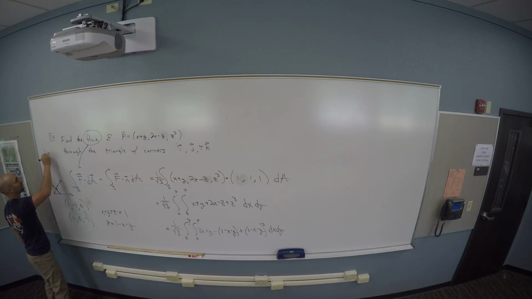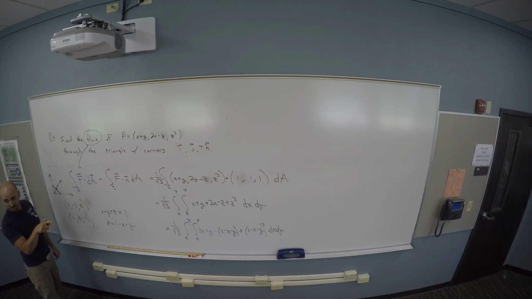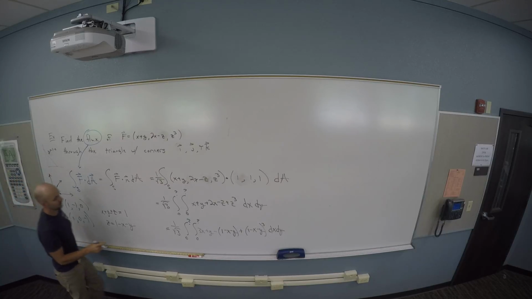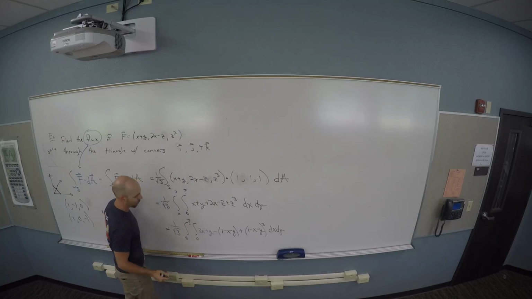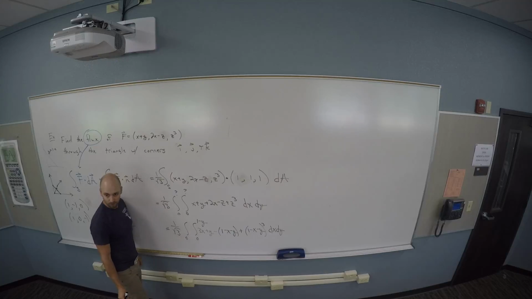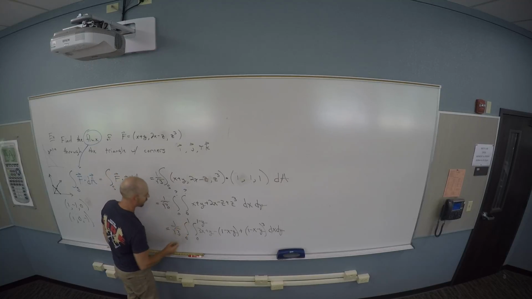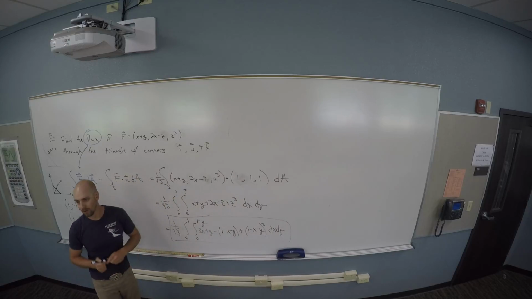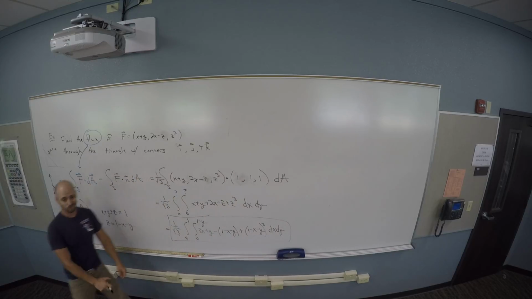Perfect. This is the line y is 1 minus x, so the x's range from 0 to 1 minus y. And then where do the y's range? 0 to 1. Perfect. So we're squishing it with our substitution for z. You guys see that?